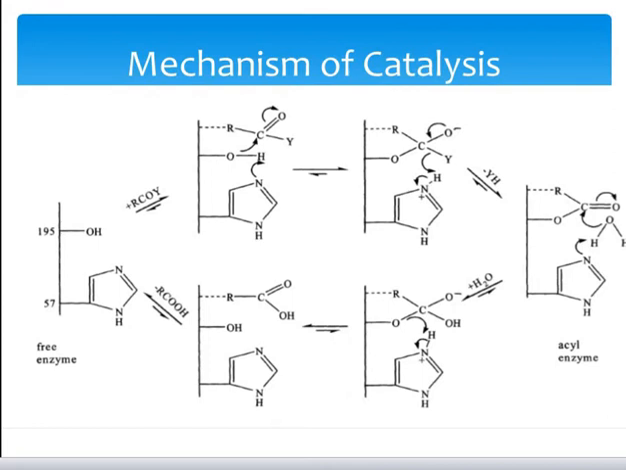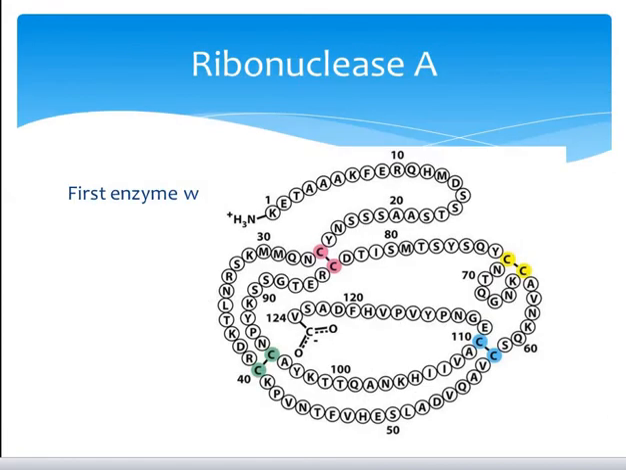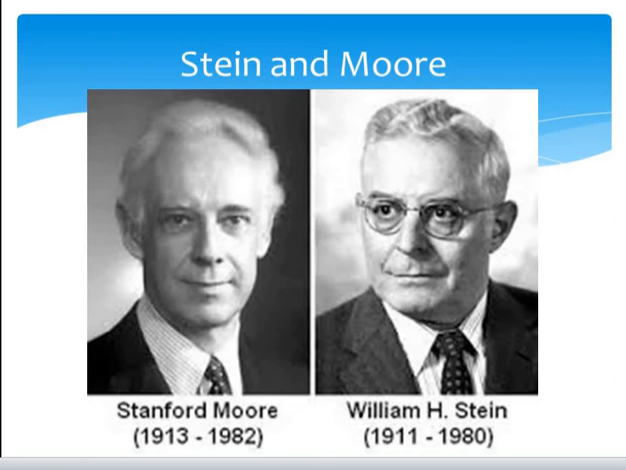The second enzyme is ribonuclease. Bovine pancreatic ribonuclease is the first enzyme studied in great detail by enzymologists and was the first enzyme to have its complete amino acid sequence determined. This was achieved by Stanford Moore and William H.